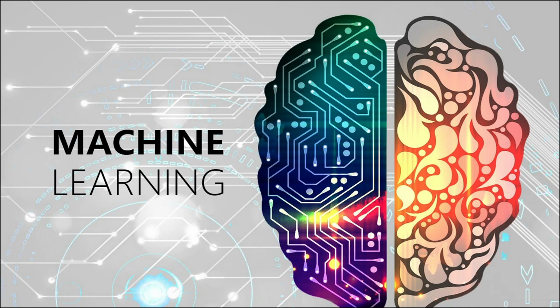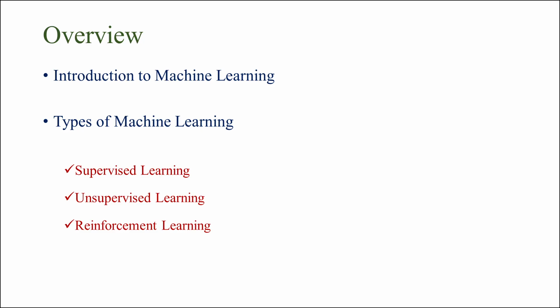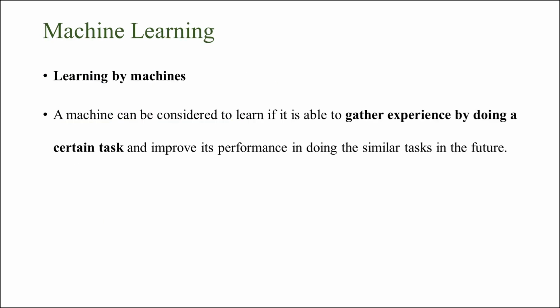Welcome to the lecture on machine learning. In this lecture, we are going to see a simple introduction to machine learning and its types. So, what is machine learning? It is nothing but learning by machines. How can a machine learn? A machine can be considered to learn if it can gather some experience by doing some tasks and use the experience to solve some problems in future.